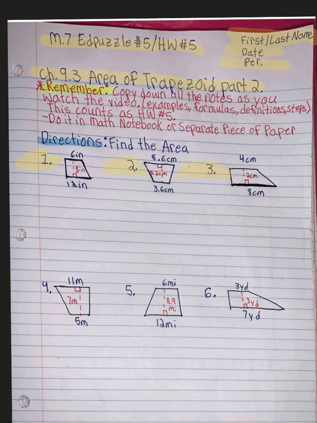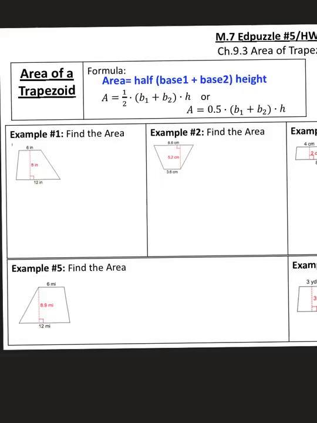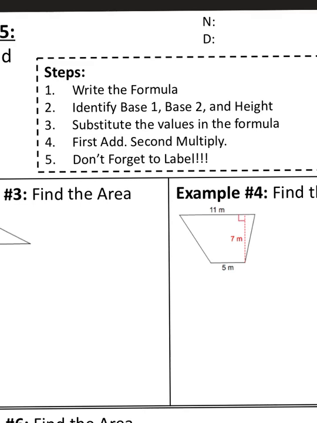Alright, so let's go ahead and get started. I quickly wanted to review how to find the area of a trapezoid before the quiz tomorrow. So let's remember that our formula is area equals 0.5 times base 1 plus base 2 times the height. And here are the steps we're going to use when finding the area of a trapezoid. Step 1, write the formula. Step 2, identify base 1, base 2, and the height. Step 3, we're going to substitute all the values in the formula. Step 4, we're going to add first, then multiply, and then step 5, don't forget to label.